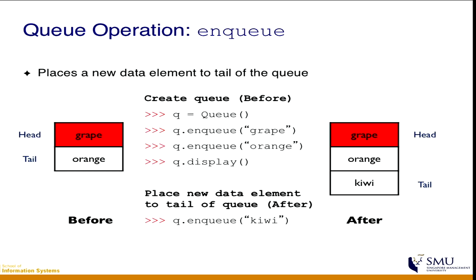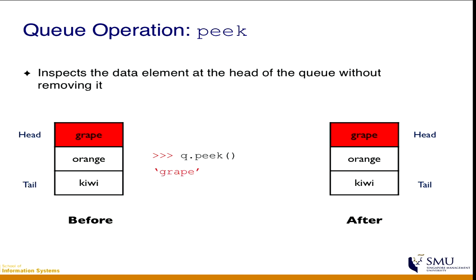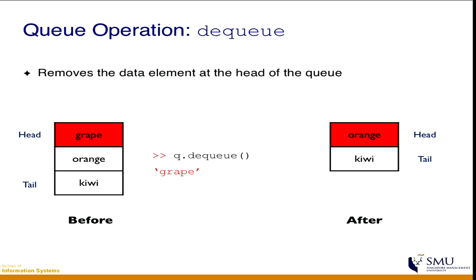Now, three queue operations. The first one is to enqueue. To enqueue means that it's going to join from the tail. So if the current queue has green and orange, and QE joins later, QE joins at the tail of the queue. To peek is to look at the head, but not remove anything. To dequeue is to remove the element at the head of the queue.